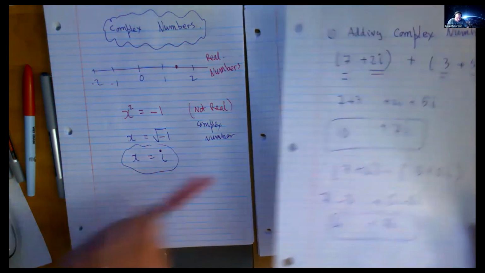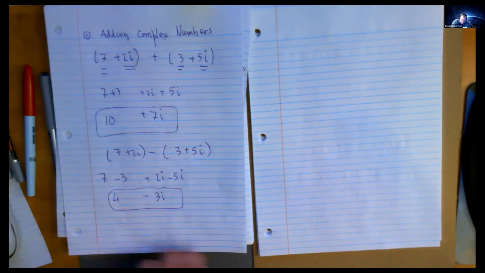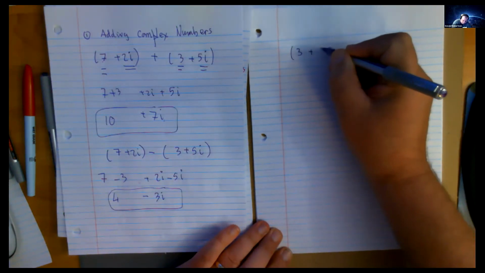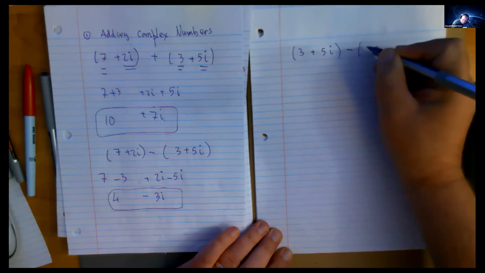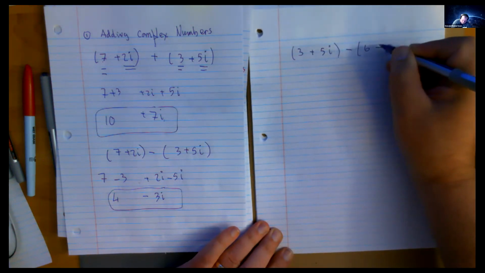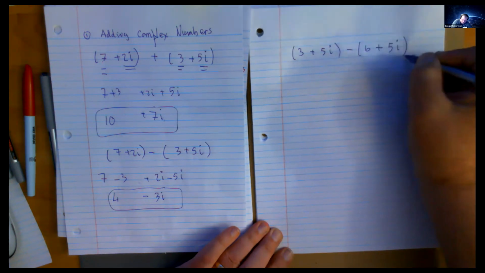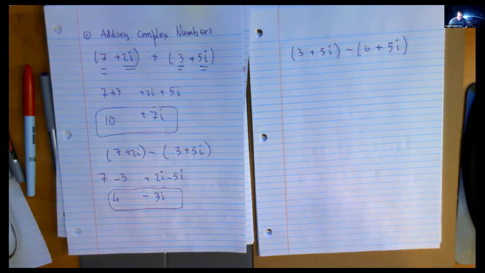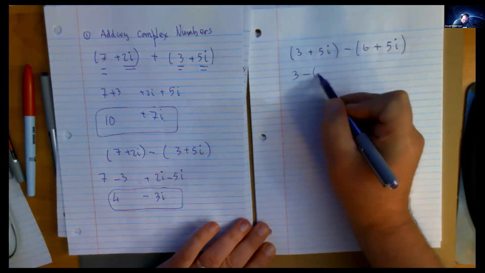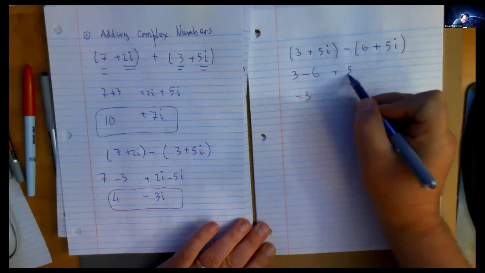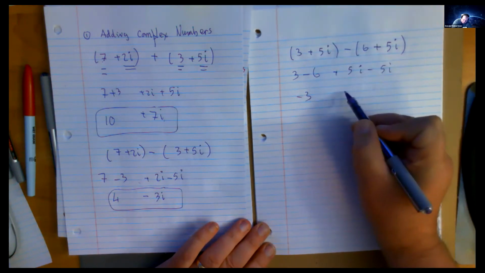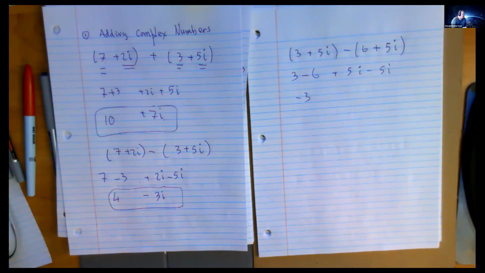Let's throw in a weird one. How about this? Now, if you subtract the real parts, you get 3 take away 6, which is -3. And if you subtract the imaginary part, okay. How's this going to work? 5i take away 5i. What are you going to get out of that?